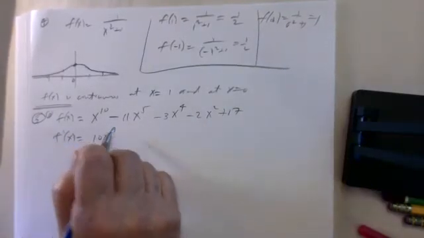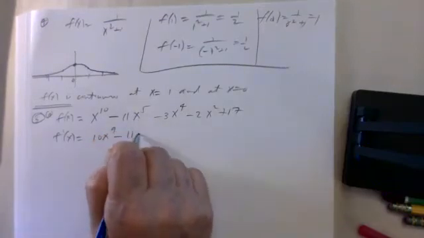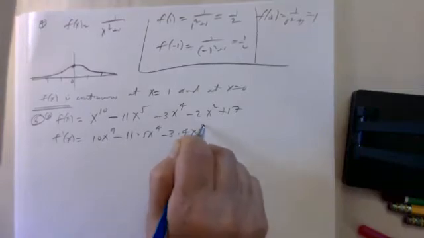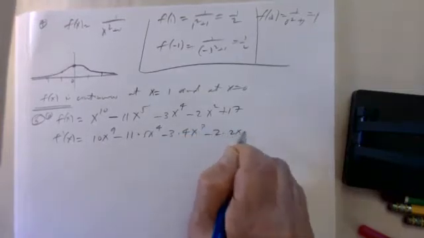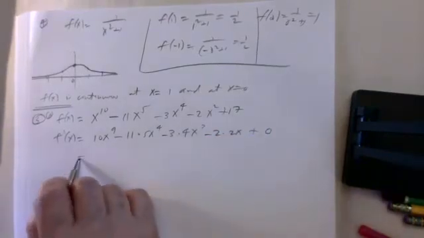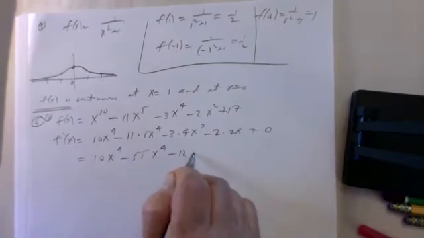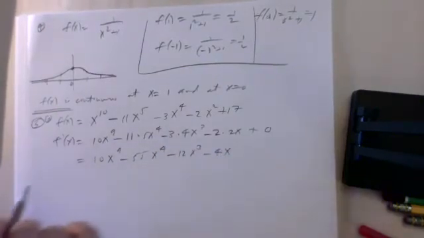f prime of x is 10x to the 9th minus 11 times 5x to the 4th minus 3 times 4x cubed minus 2 times 2x plus 0. So this is 10x to the 9th minus 55x to the 4th minus 12x cubed minus 4x. So this is just differentiating a polynomial term by term. Any questions about that?